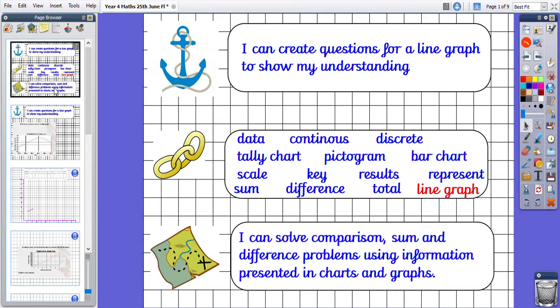Good morning, Year 4. We're going to finish our week of maths by looking at line graphs again. So our destination is to solve comparison, sum and difference problems using line graphs, and our anchor task is to create questions for a line graph to show our understanding.